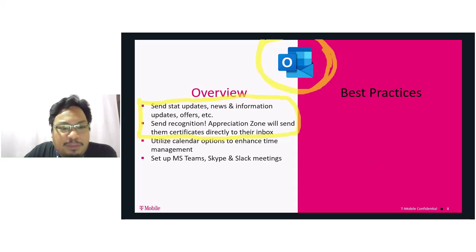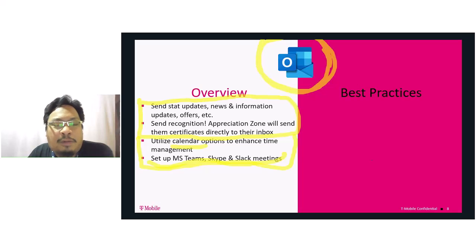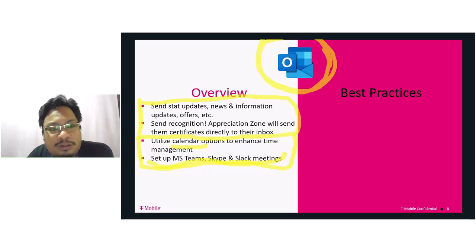And then informing people about updates, stats, and definitely appreciating every now and then our experts, our managers, our peers. Using Outlook is the way to do it. Two other things that we use it for are the calendar and setting up MS Teams, Skypes, and Slack. All right, so now we're gonna demonstrate that for you later on.